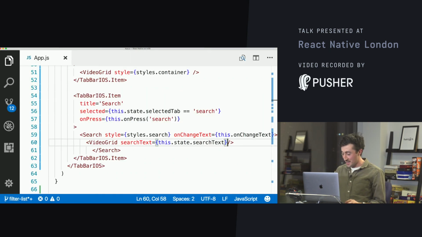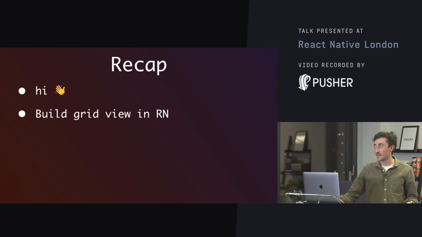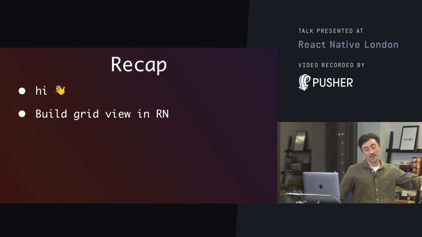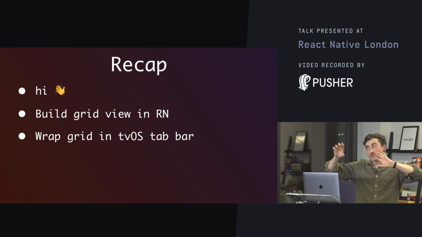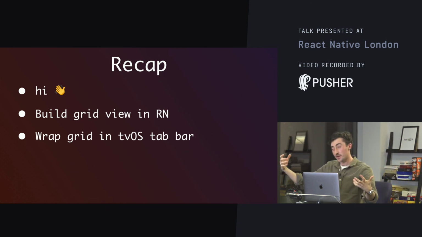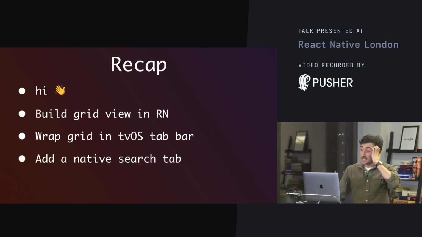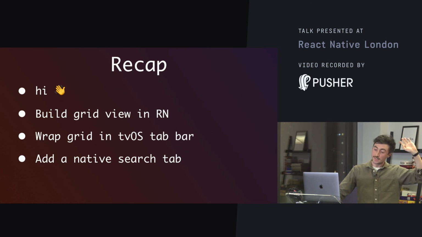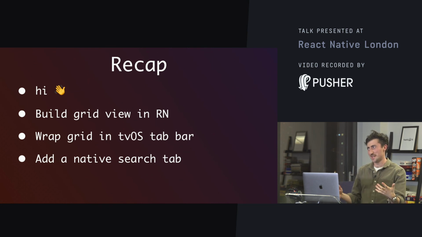So let's quickly recap. Where are we? I said hi. We built a grid view purely in React Native on tvOS. It's mostly the same as regular native. We then talked about different ways to use different components. And we used this TabBarIOS component, which wraps UITabBarController, and we made tabs at the top. We then added a native search tab using UISearchController and a bunch of wrapping different things in different things.